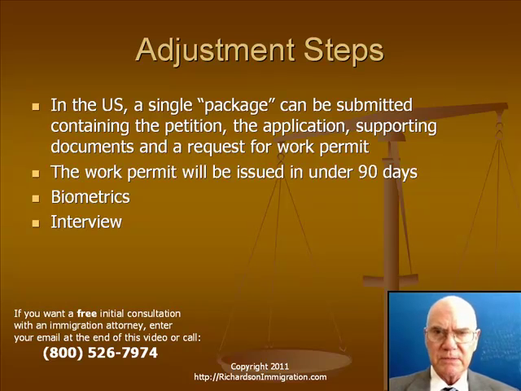So what are the actual steps to adjustment? Well, in the United States, whenever I do an adjustment for a couple, for both the petitioner and the applicant, I submit a single package. This contains the petition, the application, all the supporting documents, and a request for a work permit. The work permit will usually be issued within 90 days. It's required by law to be issued within 90 days. It's usually issued within 2 to 3 months.